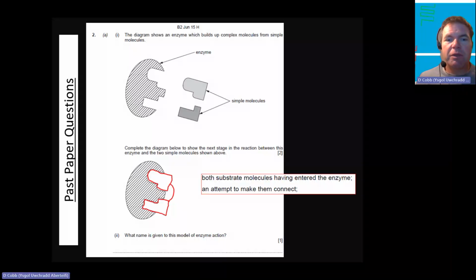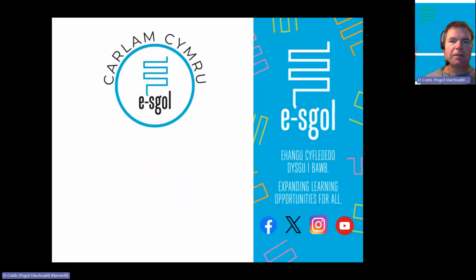And now it says what is the name given to this model of enzyme action. So I said you're looking for a word like theory, or something similar. So this is a similar idea. What is the name given to this model of enzyme action? Now that is the lock and key model or lock and key theory. So that gives you some idea of the type of questions you can expect.